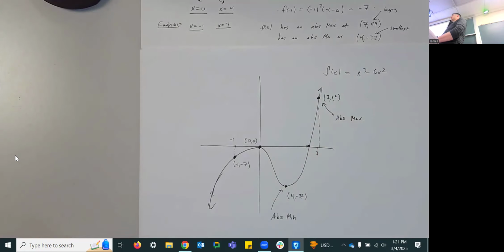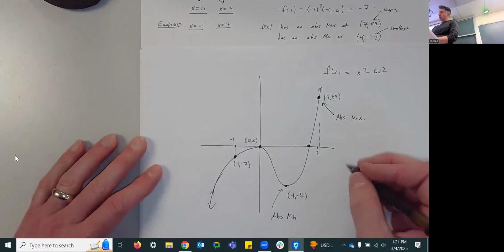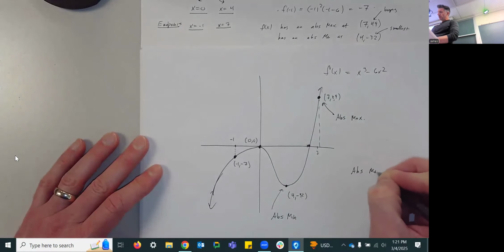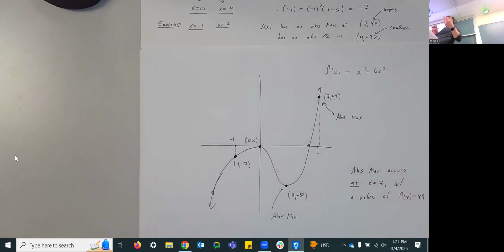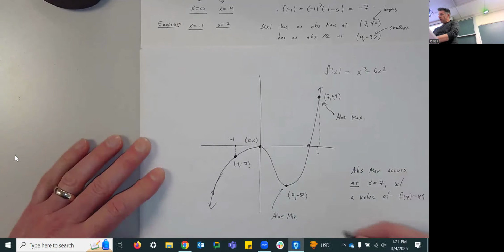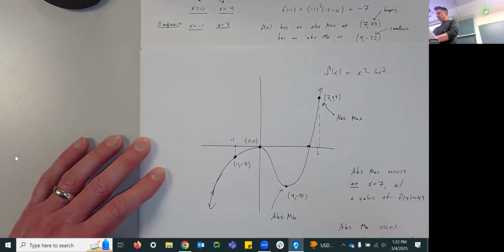A few more language things here. We would say that the absolute maximum occurs, in fact, let me write this down. The absolute maximum occurs at x equal to 7 with a value of f(7) equal to 49. So the maximum occurs at the x value, and the value is the y value. Similarly, the absolute minimum occurs at x equal to 4 with a value of f(4) equal to negative 32.